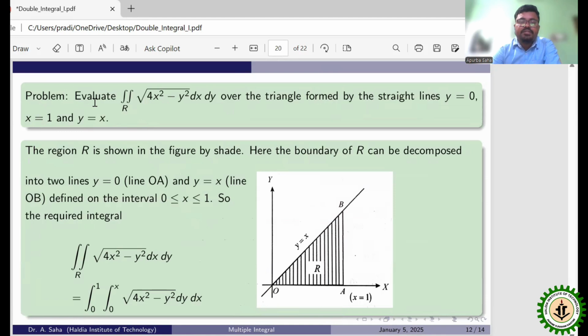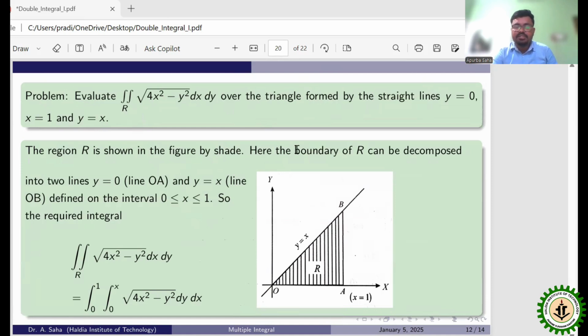Problem: evaluate the double integral over R of root of (4x² − y²) dx dy over a triangle formed by the straight lines y = 0, x = 1, and y = x. So first we have to find the region R. The region R is shown in the figure by shading.